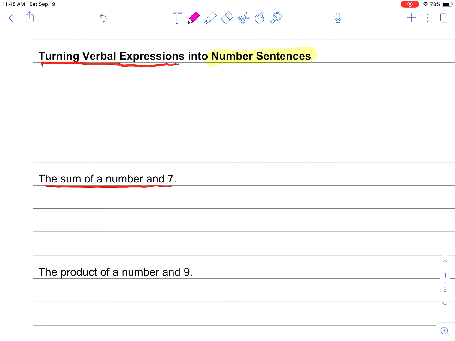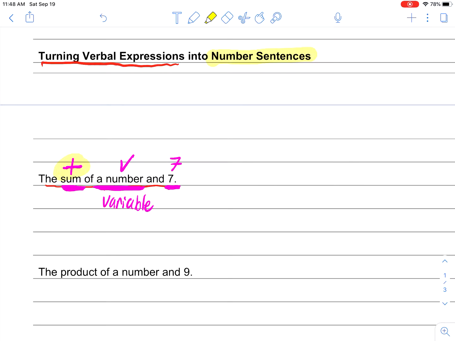When I solve these problems, the first thing I like to do is figure out what the words in this mean. So for example, I see the word sum. Well, I know that sum means to add. I also see the number 7. Well, that would be the number 7 in my math problem. And then the last thing I see is where it says a number. Anytime you see the words a number in a verbal expression, that means this is going to be a variable. We can use any variable we want. So for example, let's say we use the letter V.